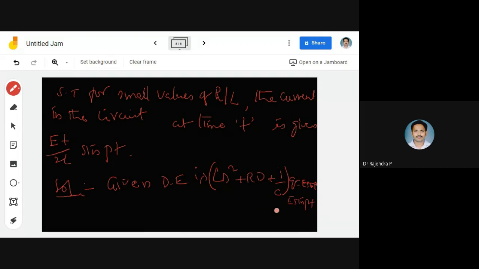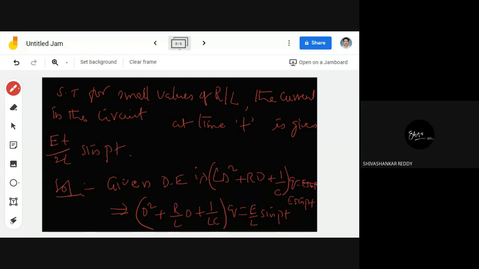I told you it is better not to take any coefficient for L. So if I want to do this, throughout the equation I can divide by L. Then I get D square plus R by L into D plus 1 by LC into Q, which is equal to E by L sin pt on the other side. Don't forget this step. To make your calculation simple, we are going this way. Have you understood?